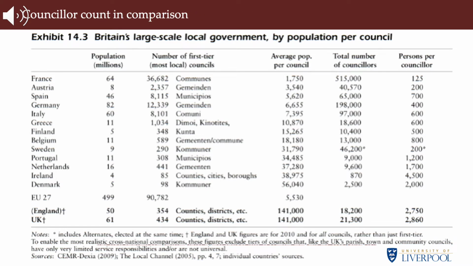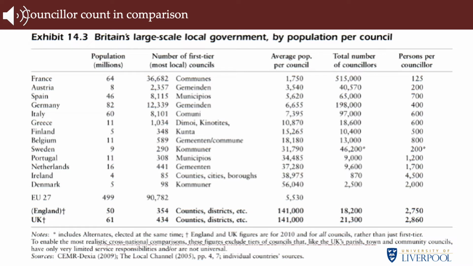Just to really hammer home the point of how underrepresented we are as a country when it comes to local government, we can look at this chart. Now this is quite old. The sources are from 2009, 2005, so a lot has happened in the UK, at least on a constitutional level, since then. But the broad point still stands, right?